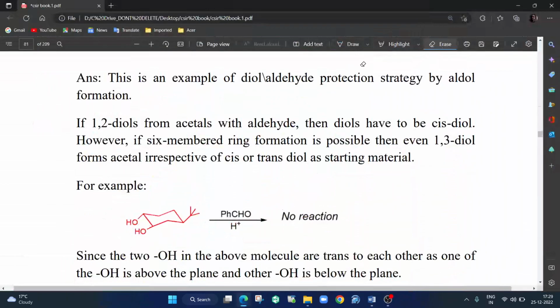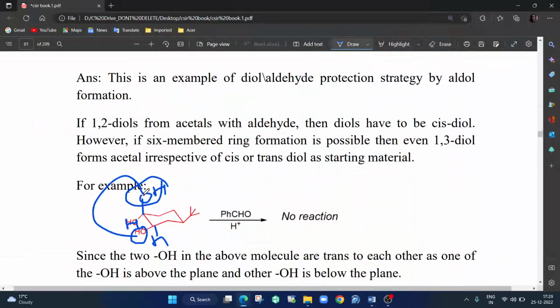So if this OH was on top as it is seen here, this OH should have been on top. Then this reaction would have happily occurred if this was hydrogen and not OH. So this OH is above the plane because this hydrogen is down, and this OH is also above the plane, so they both will form.